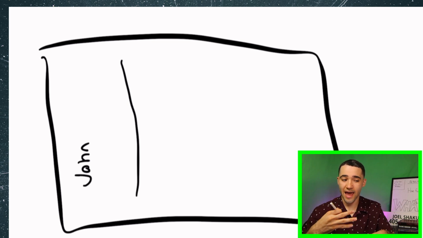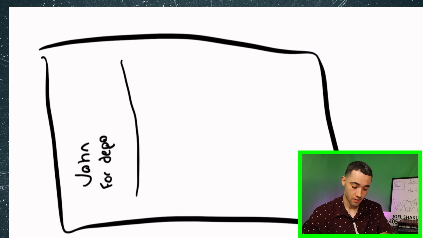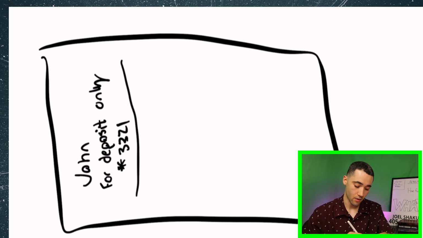And if you're going to just cash it, this could be a blank endorsement. It's just John on there. Or let's say John's depositing it at his bank. So you could put a restrictive endorsement on the back, which would be for deposit only. And let's say John's bank account ends in 3321. You could just put a little star, 3321, or you could put the whole account through.